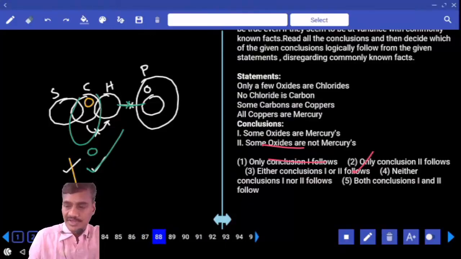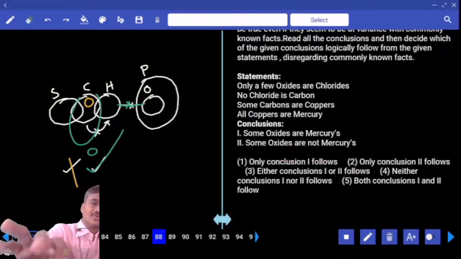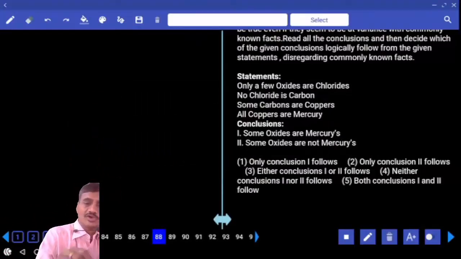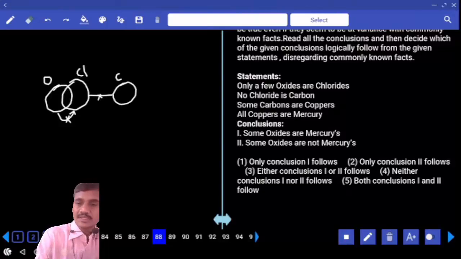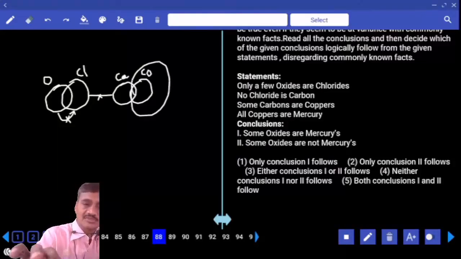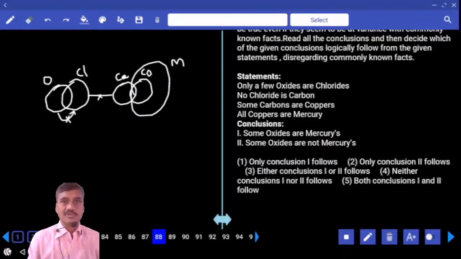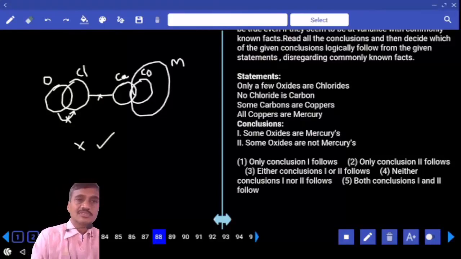Done with this? Then 88. Now in this 88, only a few oxides are chlorides. Only some oxides are chlorides, but not all. And no chloride is carbon. No intersection between chloride and carbon. And next one, some carbons are copper. And all these coppers are mercury. Is that the basic diagram? All coppers are mercury. Hence with the help of this one, some oxides are mercury, that is false. And some oxides are not mercury, that is definitely true.